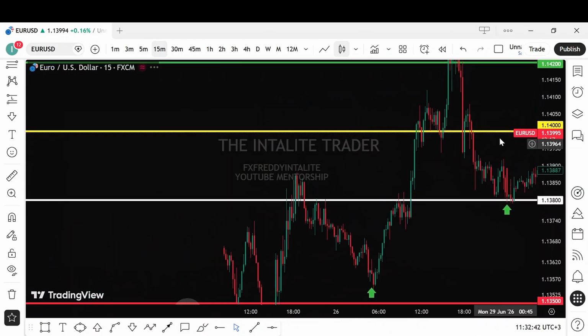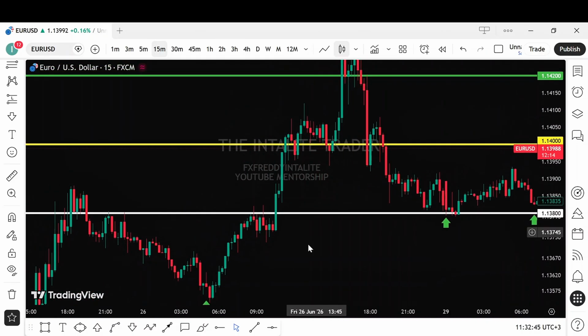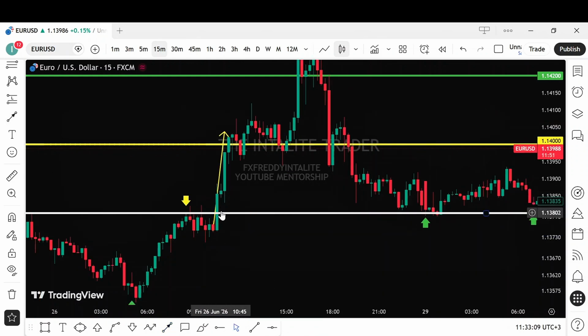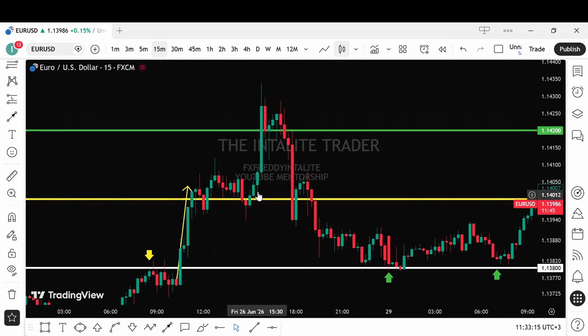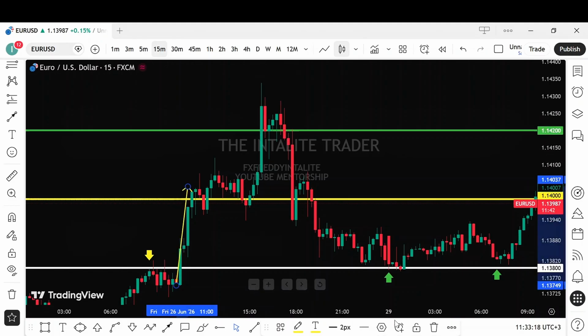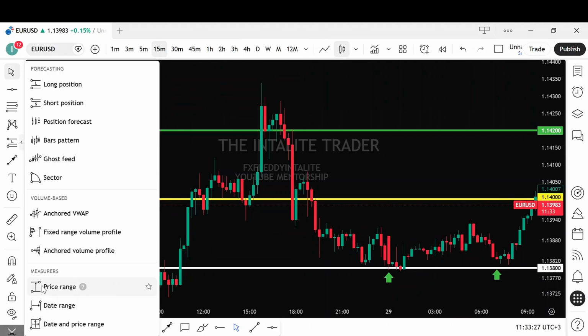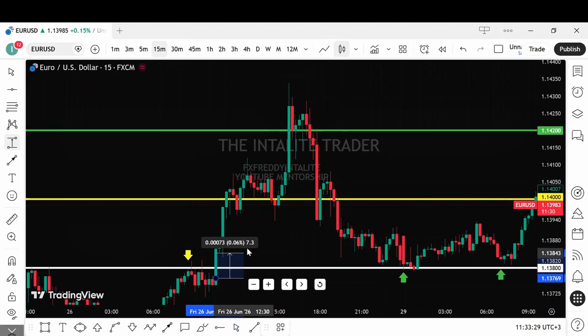So there is a secret behind these levels, especially to you who is an intraday trader. Why do you think price moved from here to here? Why do you think price moved from here to here and it rested? From here, price again moves up. Now let's measure these pips here. Let's get our pip range, our price range calculator. Price moves from here to here. How many pips are these?